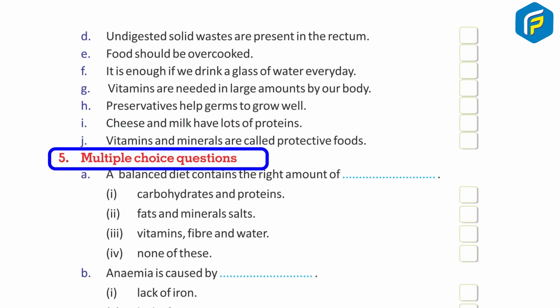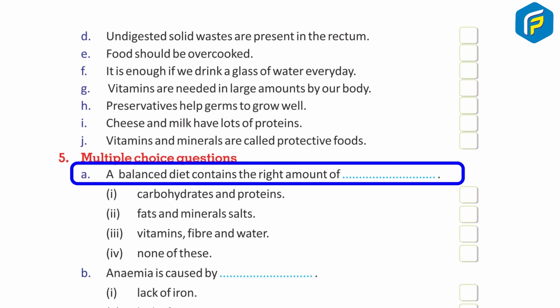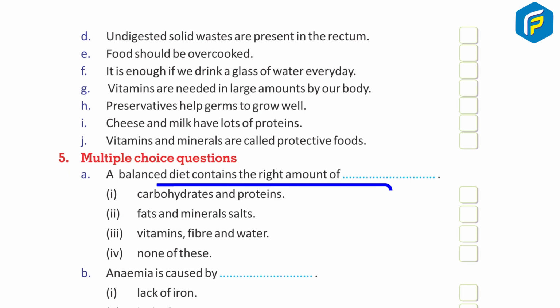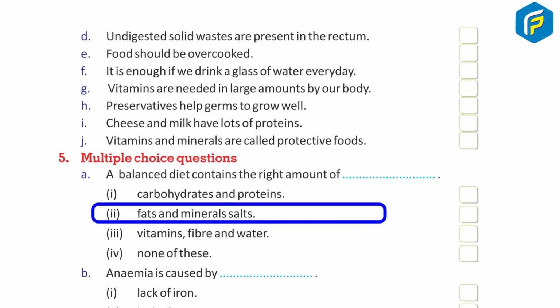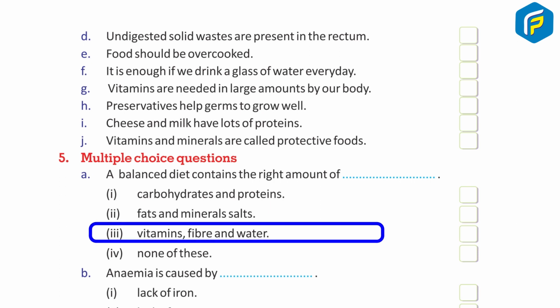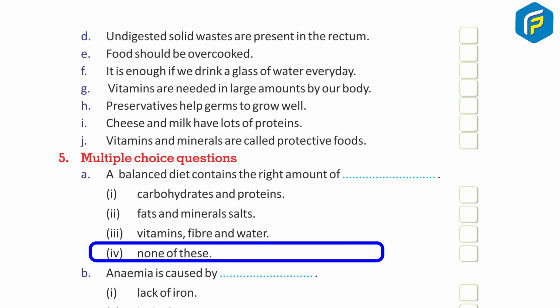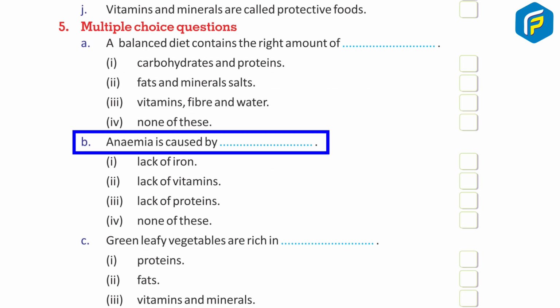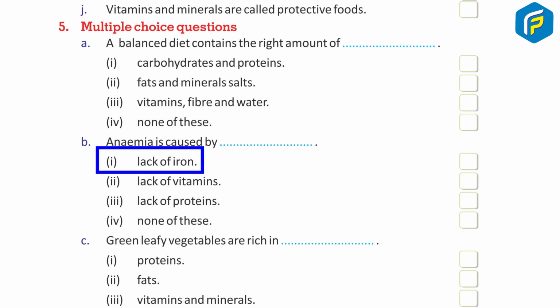5. Multiple choice questions. A. A balanced diet contains the right amount of dash. 1. Carbohydrates and proteins. 2. Fats and mineral salts. 3. Vitamins, fiber and water. 4. None of these. B. Anemia is caused by dash. 1. Lack of iron. 2. Lack of vitamins. 3. Lack of proteins. 4. None of these.